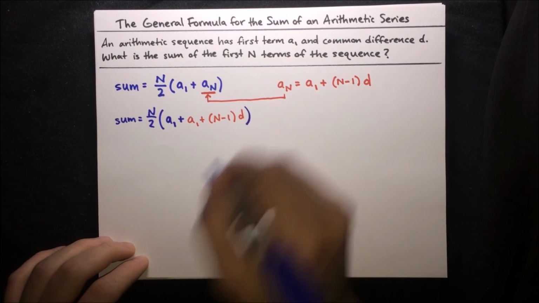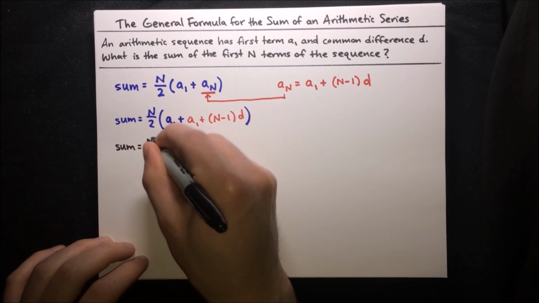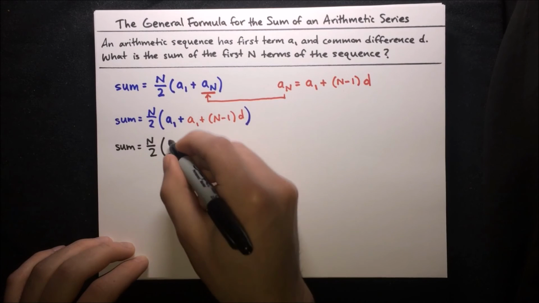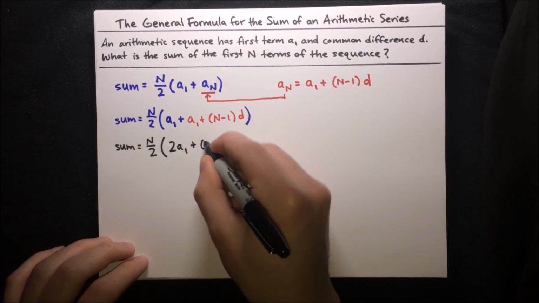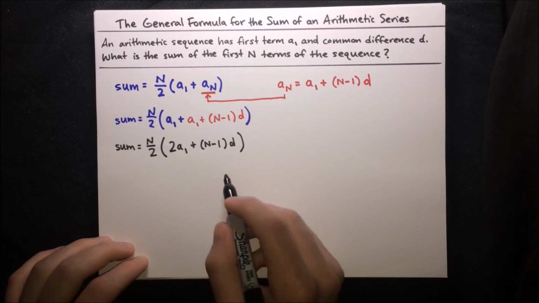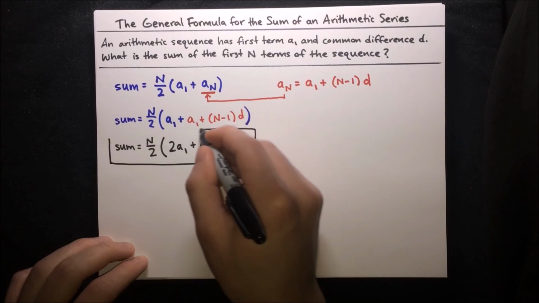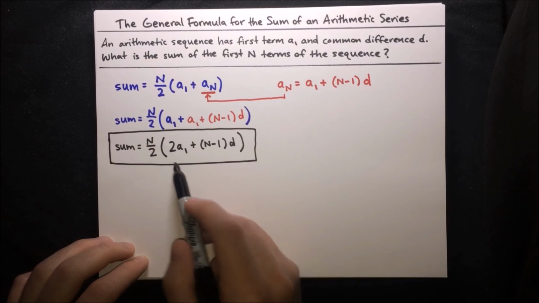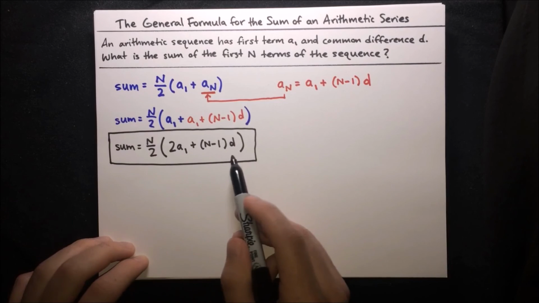And now we can just simplify. So sum equals n over 2 times a1 plus a1 makes 2a1, and then plus n minus 1 times the common difference. And there we go. There's our formula. Now whenever we need to find the sum of the first n terms of an arithmetic series, we can just plug in n, the first term, and the common difference into this formula, and we'll have the sum.